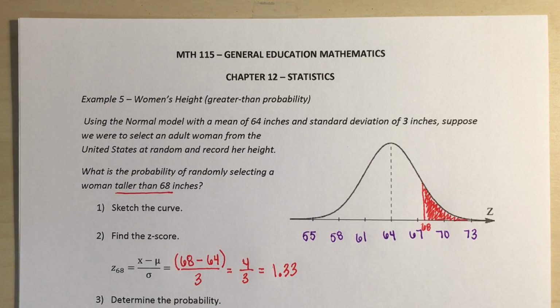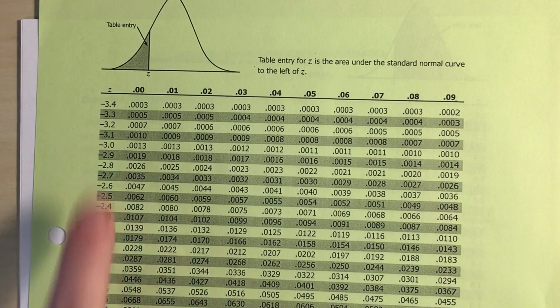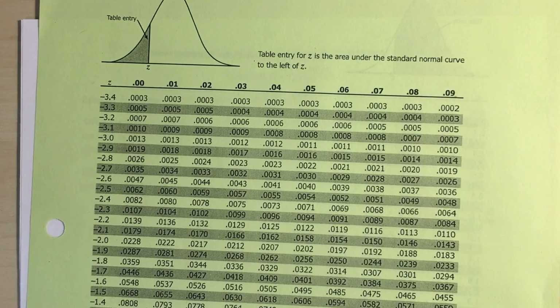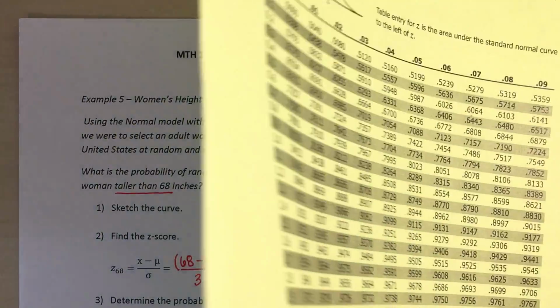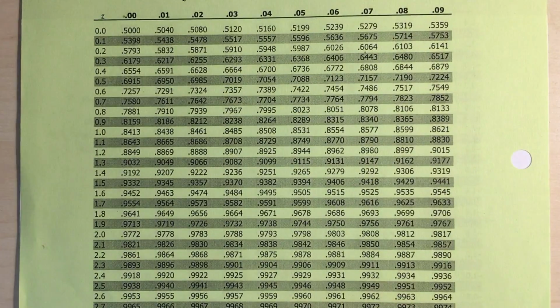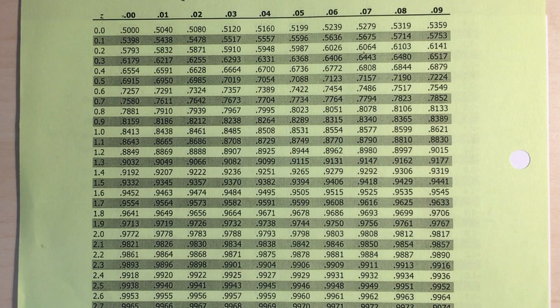Now I'm going to take my table that I have printed off, and we're going to look up the z-score of 1.33. Notice that on the front side that I have printed off, all of our z-scores are negative. So we want to flip it to the other side. We want to look for the positive, and we are looking for a z-score of 1.33.